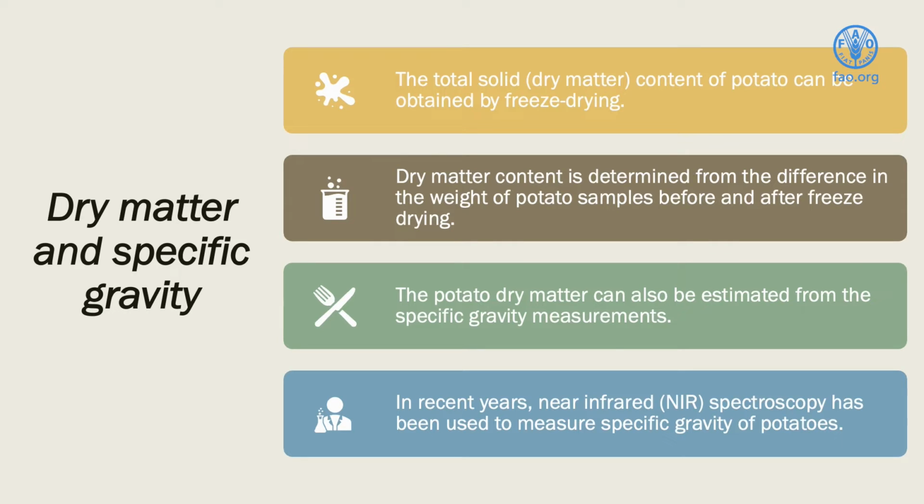Total solid content of the potato can be obtained by freeze drying. So dry matter can be determined from the difference in the weight of potato sample before and after freeze drying. And potato dry matter can also be estimated from the specific gravity measurement. Recently, near-infrared spectroscopy has been used to measure the specific gravity of potato.